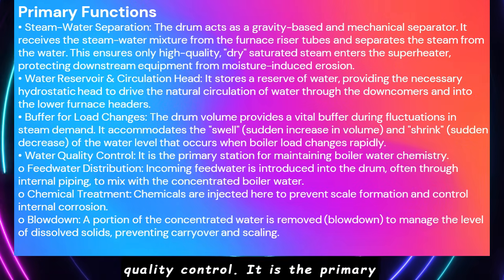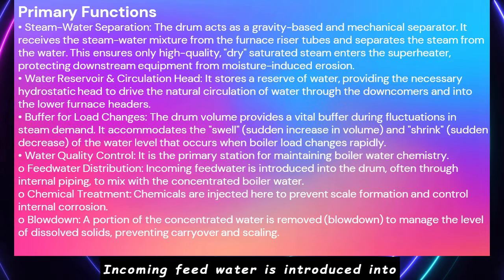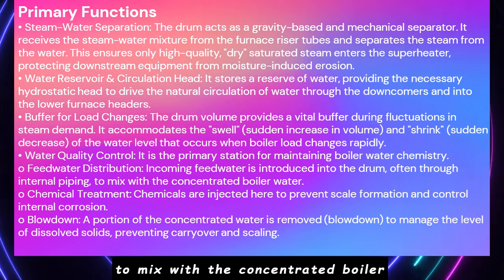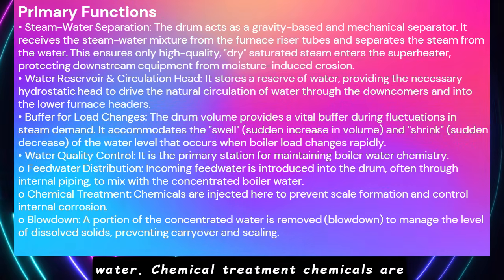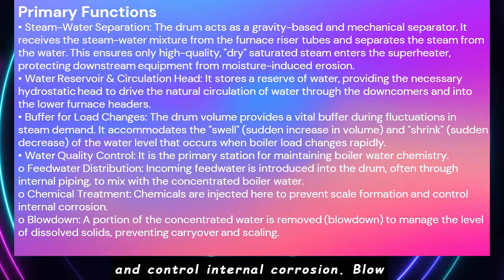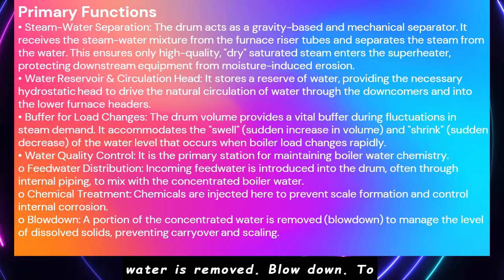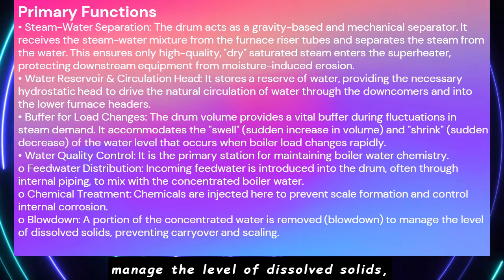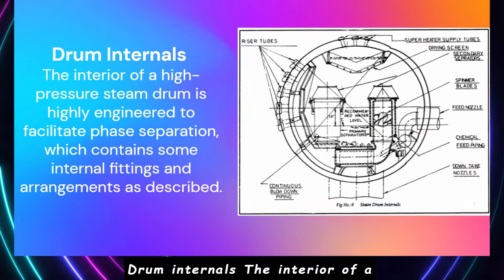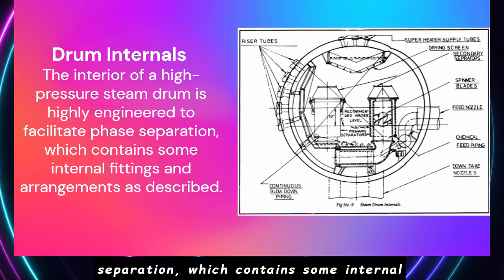It is the primary station for maintaining boiler water chemistry. Feed water distribution. Incoming feed water is introduced into the drum, often through internal piping, to mix with the concentrated boiler water. Chemical treatment. Chemicals are injected here to prevent scale formation and control internal corrosion. Blowdown. A portion of the concentrated water is removed, blowdown, to manage the level of dissolved solids, preventing carryover and scaling.